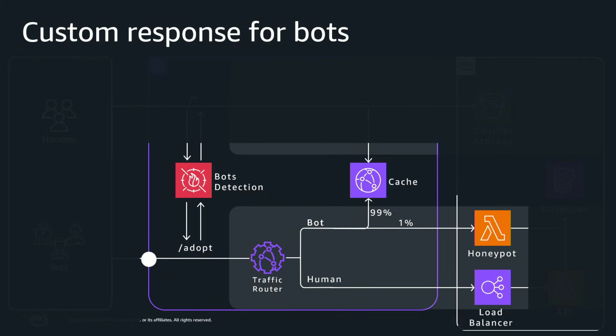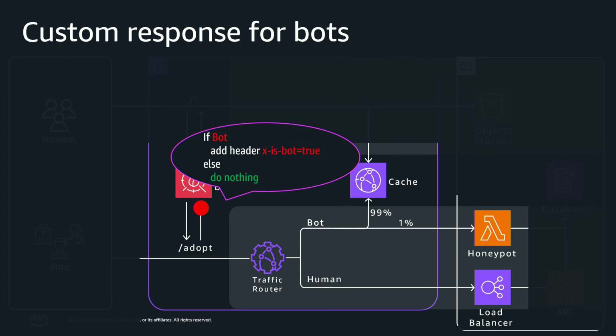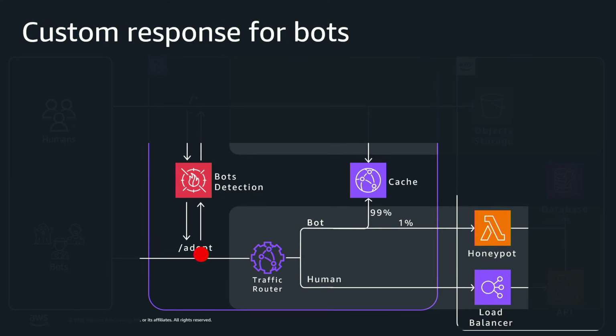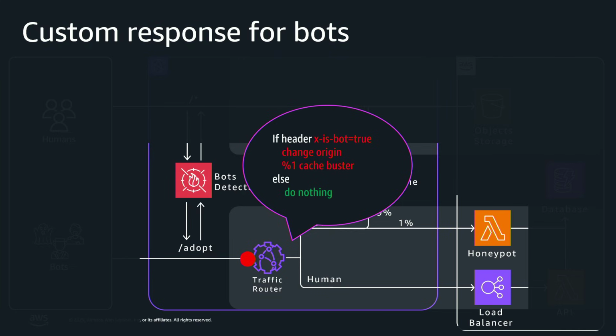So when a request hits CloudFront, it will get first to the WAF. Now, if the WAF detects a bot, it will add the same header that we added before. But instead of just going to the cache, now this new header is exposed within the CloudFront Function. And we are going to implement changing the origin for all the bots. And for 1% of the bots, we are going to eliminate the caching. So as I mentioned before, you can do 1% or more than that.